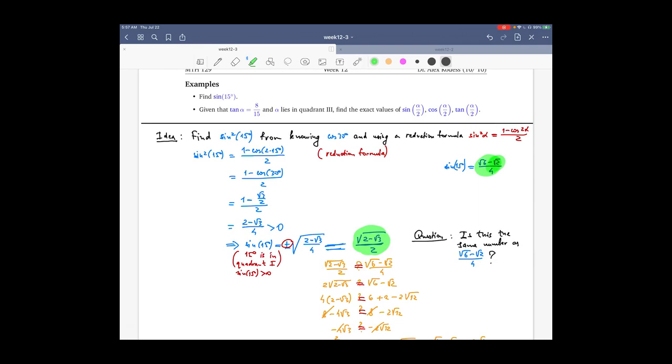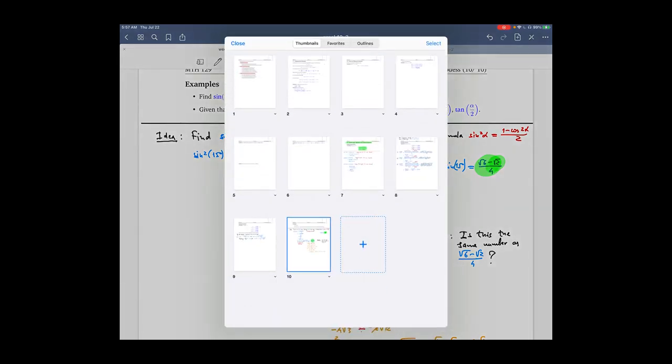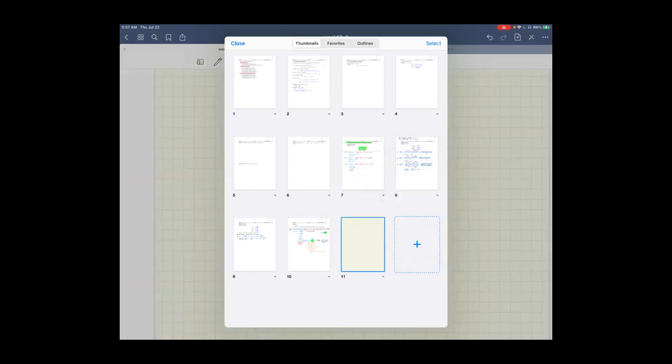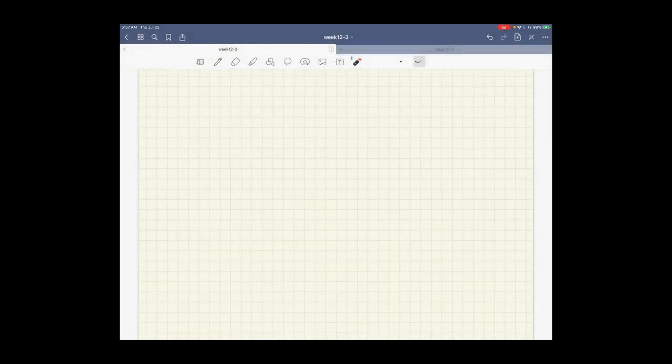All right, for the next problem, let me add a new page. We need to compute sine, cosine, and tangent of alpha over 2, given that tangent alpha is known and alpha lies in quadrant 3.